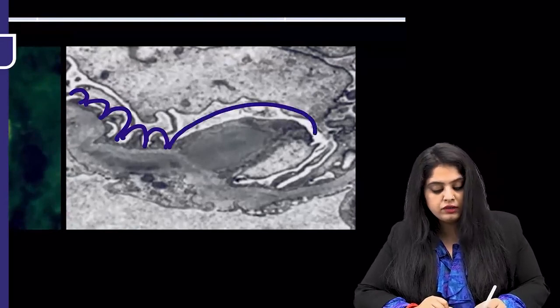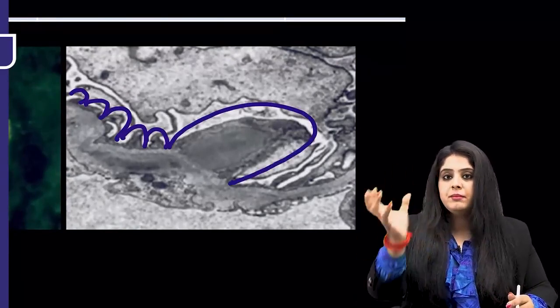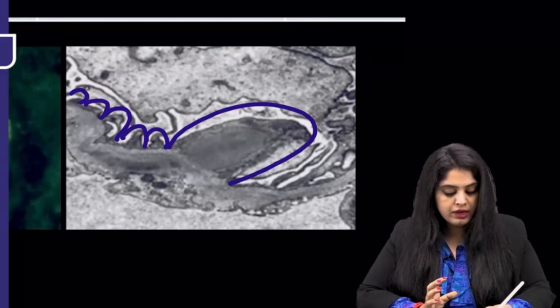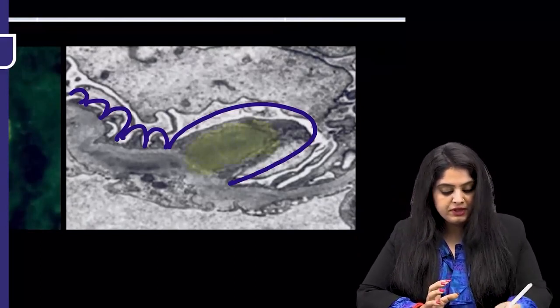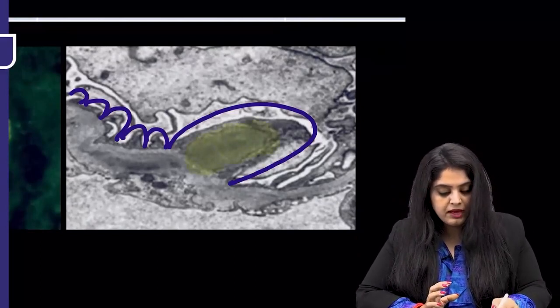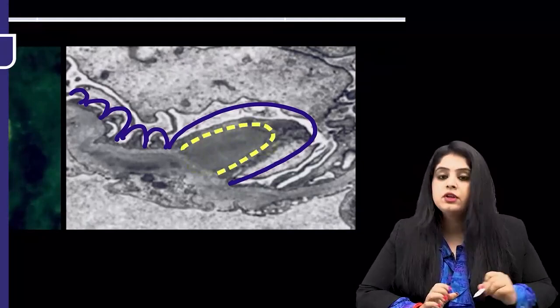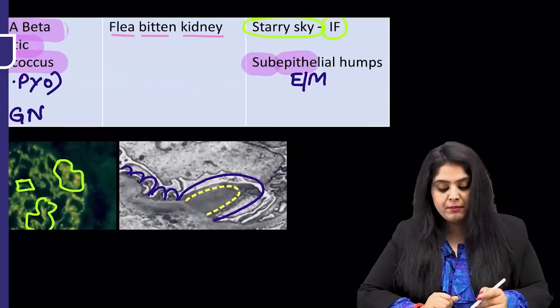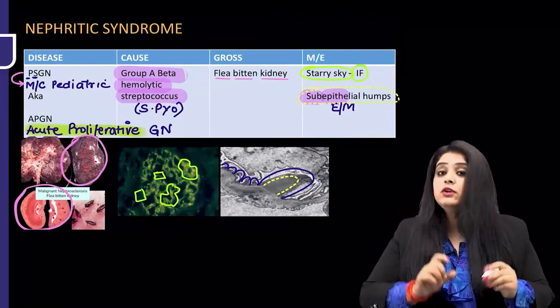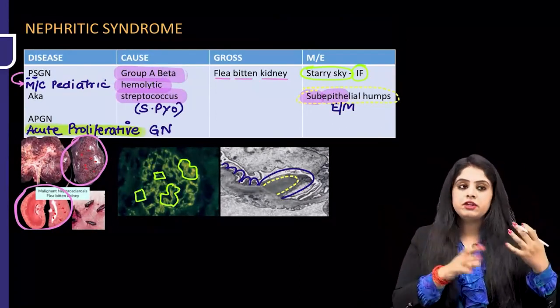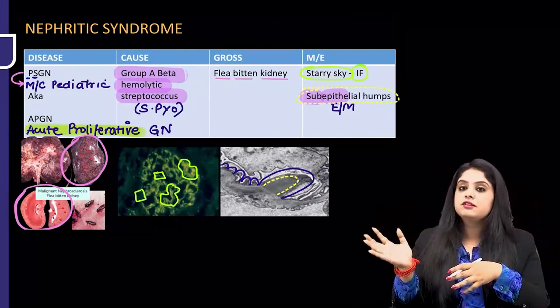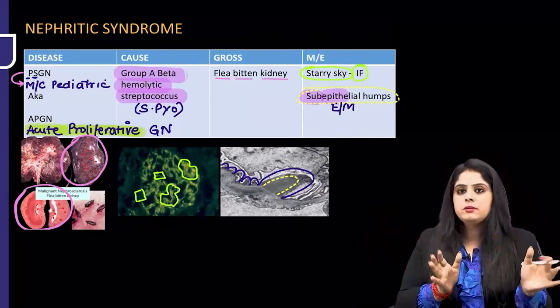Suddenly, this one podocyte has become like a mountain. Why is it becoming like a mountain? Because below it, I can see that there is something sitting. There is a subepithelial hump that I am noticing over here. So please remember, subepithelial hump. I'll tell you a mnemonic right in the end that which infection or which glomerulonephritis results in what deposition. For now, just keep learning with me.